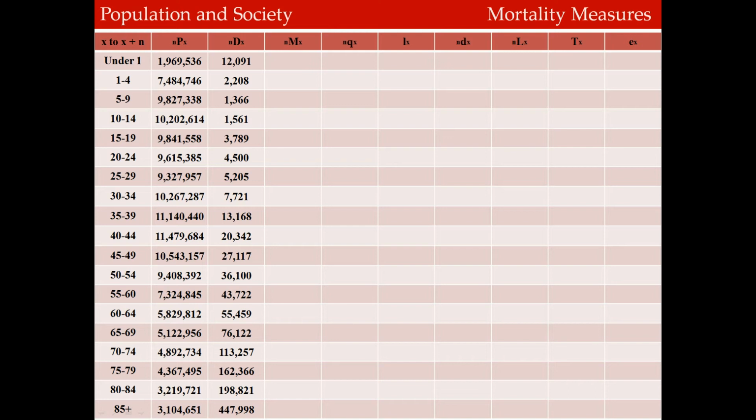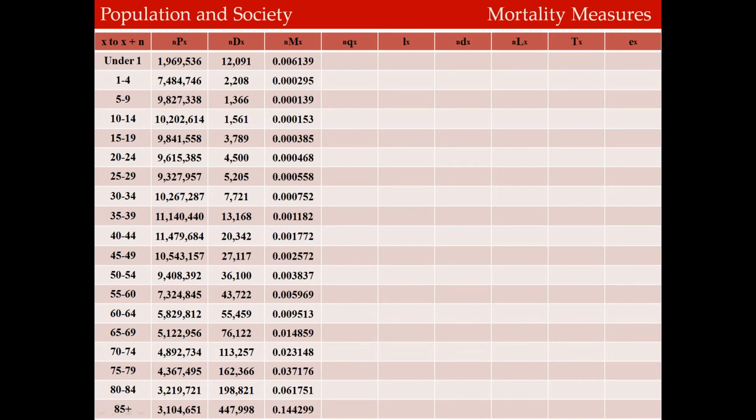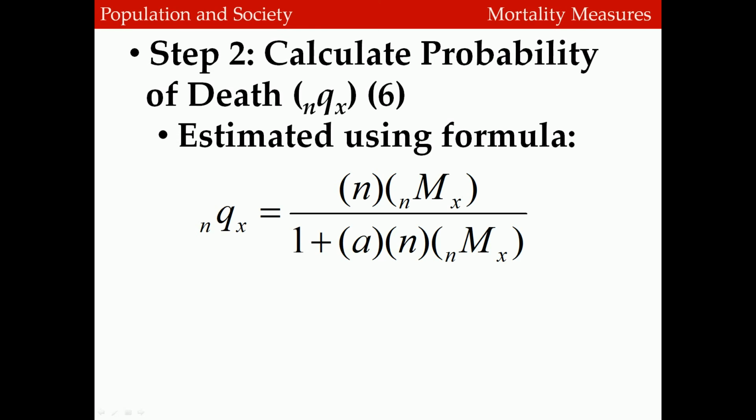Then to get the age-specific death rate, remember we just divided the column of deaths by the column of the mid-year populations, respectively. And we got the age-specific mortality rate. So these numbers should match the ones we got in our previous example exactly, and should look familiar to you. Okay, so as a second step, we're going to calculate the probability of death, or nqx.